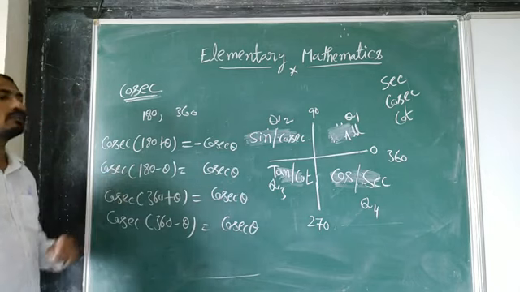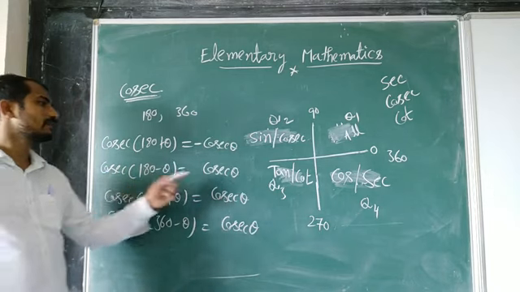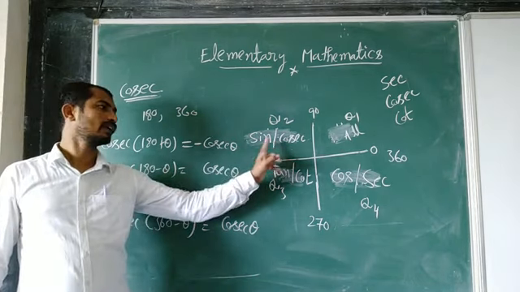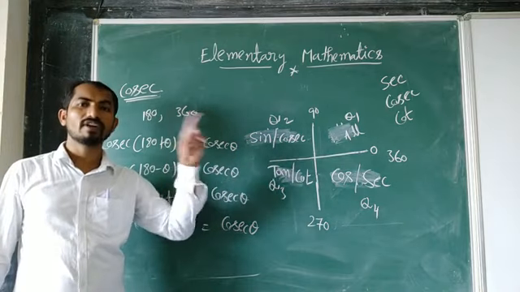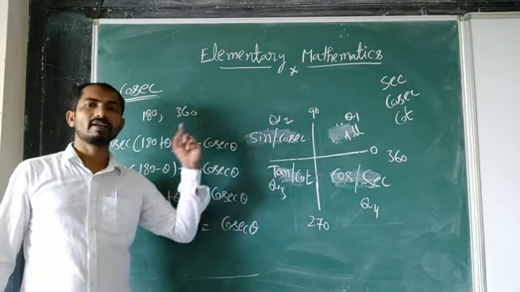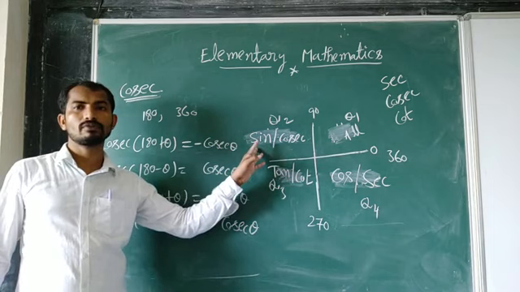Next, cosec(180 minus theta). Cosec(180 minus theta) is in the second quadrant. 180 plus theta is the third quadrant and 180 minus theta is the second quadrant. In the second quadrant, what are the positive values?